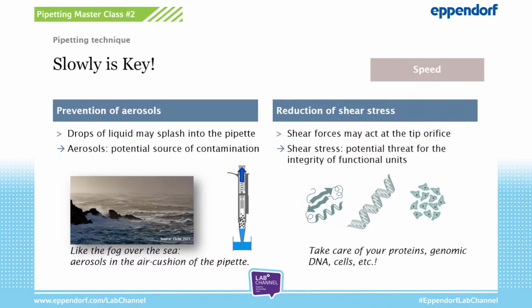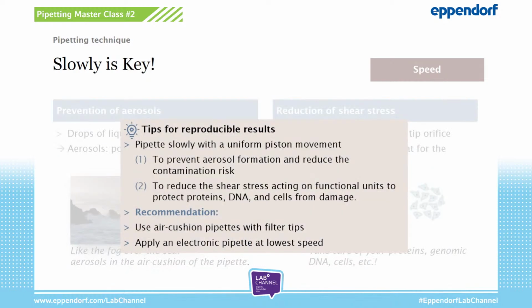On the other hand, slow pipetting also reduces the shear forces that act on the liquid at the tip opening. So thus, also on the containing functional units when you think about proteins, DNA, or even cells. So therefore, pipette slowly and smoothly to minimize aerosol formation and also shear forces.